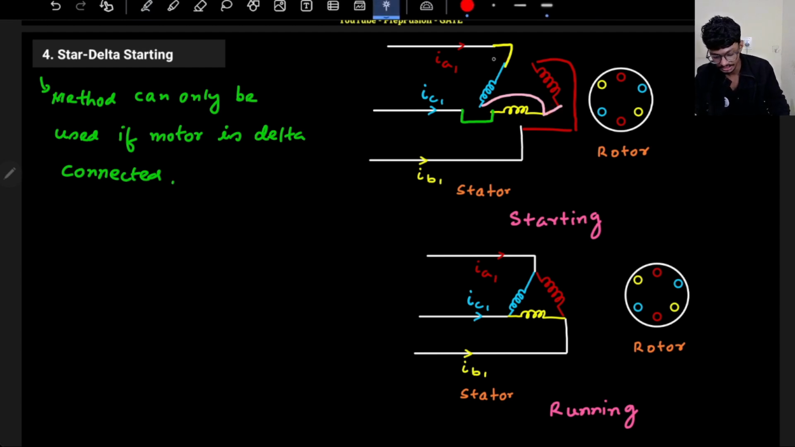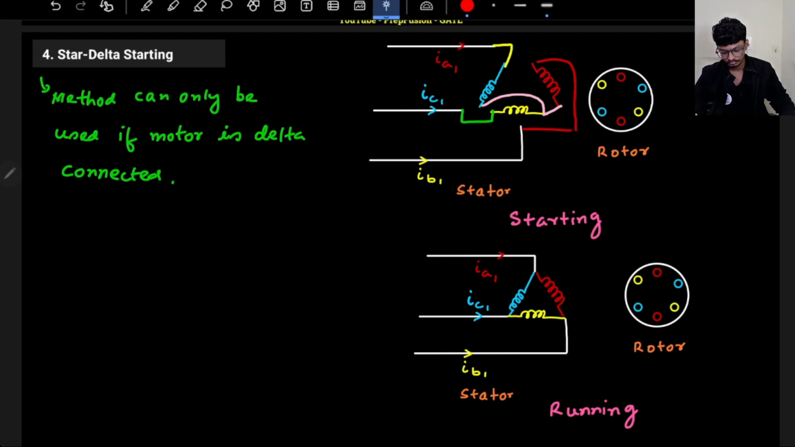Internally I will change the connections somehow so that it becomes star connected, but by default the motor is delta connected. During normal operating condition it will be delta connected. During starting I will just change the connections, change the wire, to make it star connected.